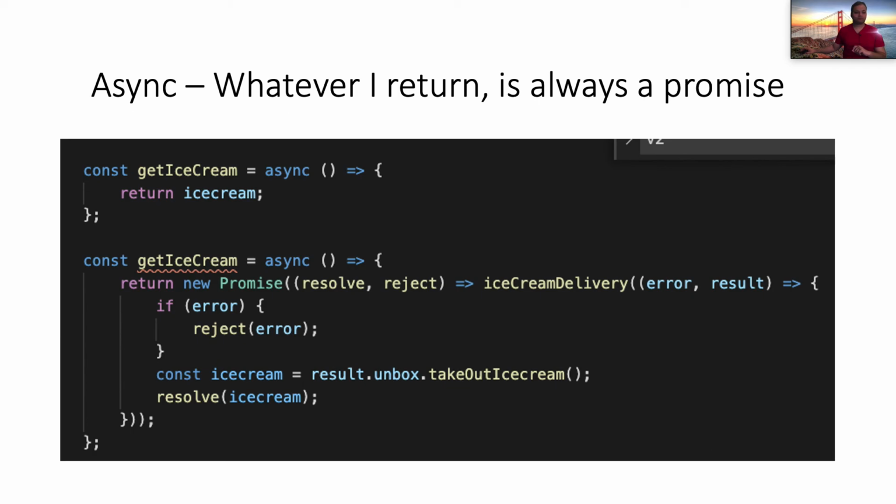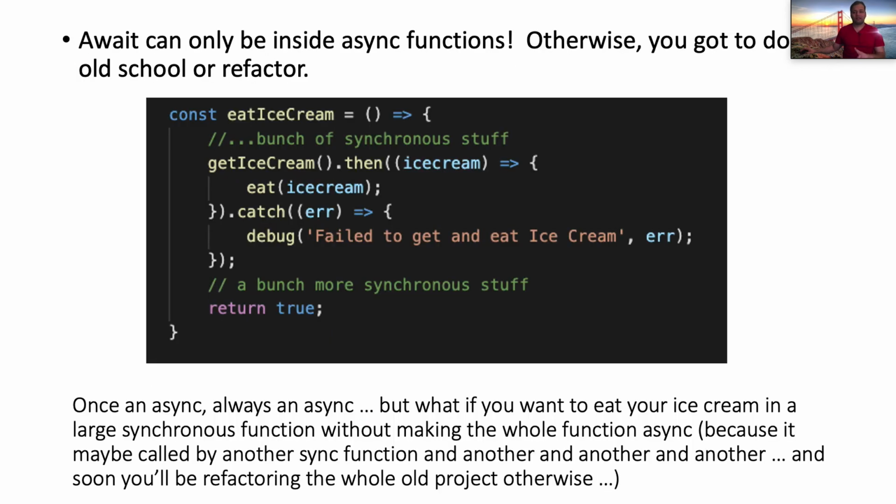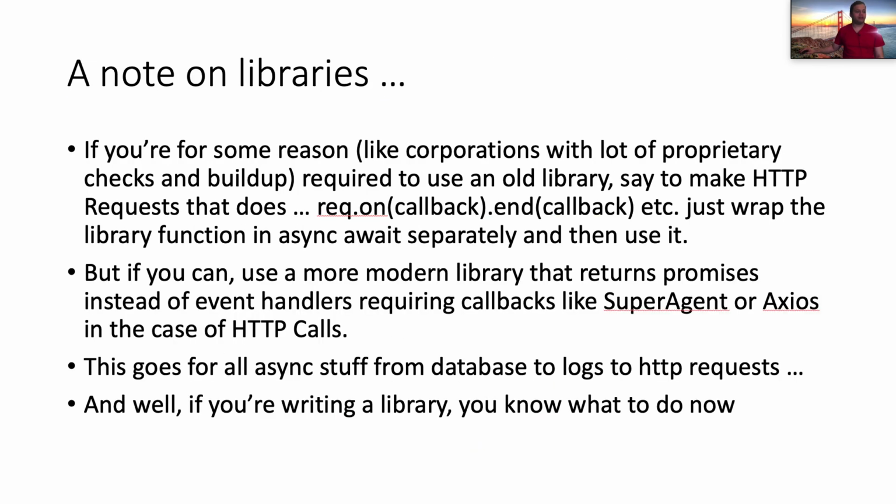And async, whatever it returns is going to be a promise, whether it's a value or some promise. Promises are meant to be broken, so be sure to catch once again. And awaits can only be used inside async functions. If you see an await that's not inside an async function, your compiler will throw errors. If you have a lot of nested callbacks and you need to do something, you may need to use the old school .then .catch syntax. And don't use waterfalls, don't use race, don't use parallel, and that's it.